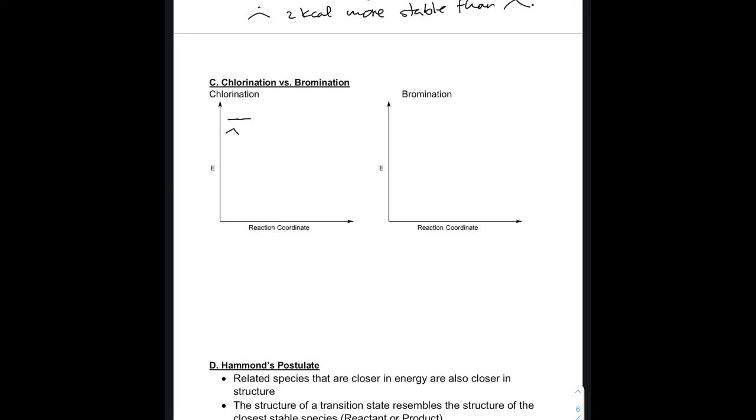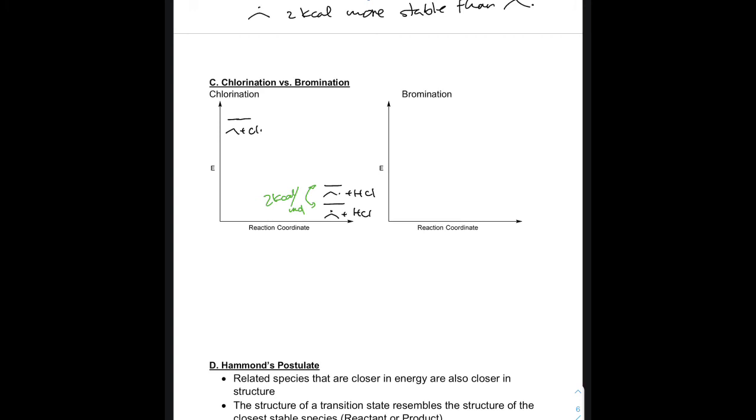Here's the starting material, propane and chlorine. Here's the products, at least of that step, secondary radical plus HCl. And then here's primary radical plus HCl, right? And then we know that this difference here is 2 kilocal per mole.